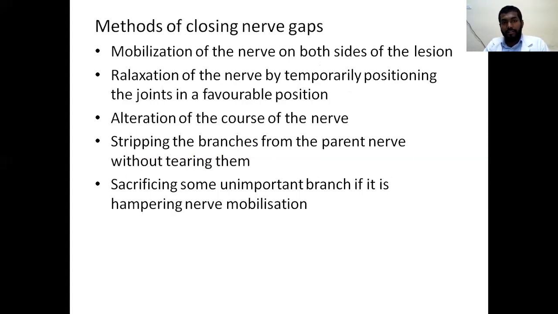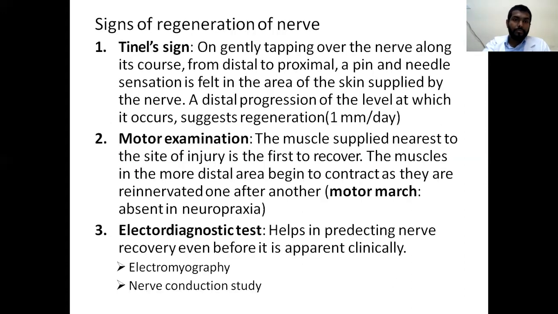The nerve on both sides of the lesion is mobilized. Relaxation is achieved by temporarily positioning the joint in a favorable position where the nerve can be without tension. Altering the course of the nerve, once again to relieve the tension. Stripping the branches from the parent nerve without tearing them to relieve the attachments. Now, sometimes you may have to sacrifice an unimportant branch if it is hampering the mobilization of the nerve.